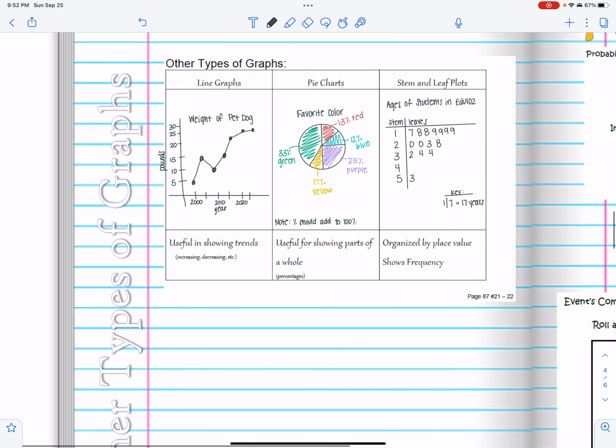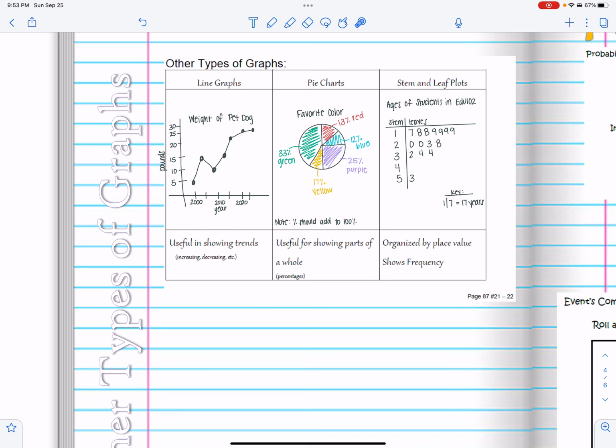All right, our last three types of graphs, I truly just made some examples so that you could see what they look like. We will talk more about them in class, and then we'll also talk about them in much more depth in Math 212. A line graph is very useful for showing trends over time, typically over years. So we could look at my example, the weight of my pet dog, and see that overall the weight is increasing. So we're assuming that my dog is growing healthily.